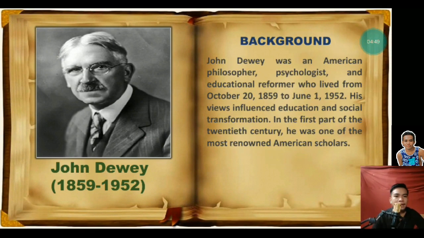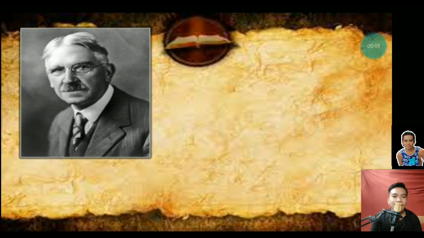We have John Dewey, 1859 to 1952. So let's read his background. John Dewey was an American philosopher, psychologist, and educational reformer who lived from October 20, 1859 to June 1, 1952. His views influenced educational and social transformation. In the first part of the 20th century, he was one of the most renowned American scholars. Okay, so let's proceed to his contribution.